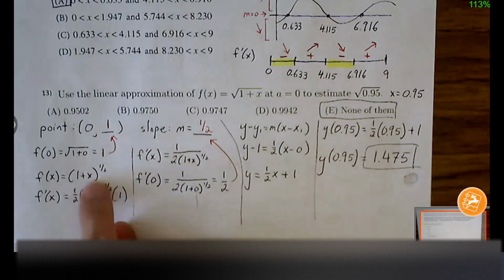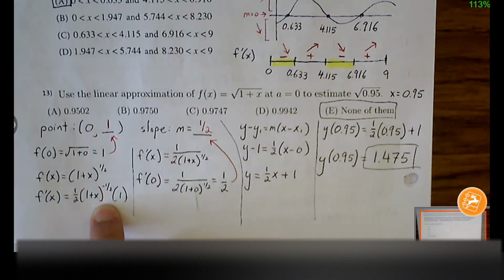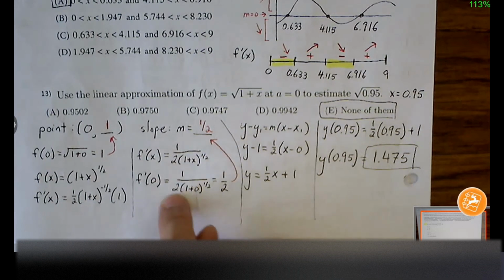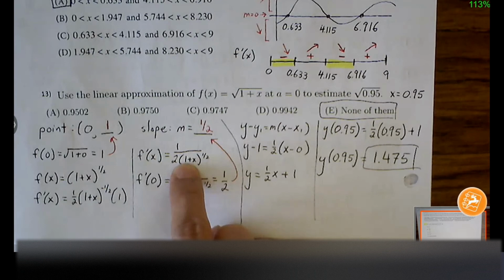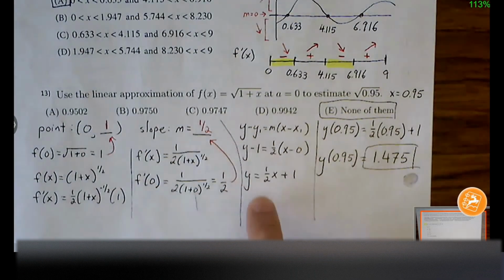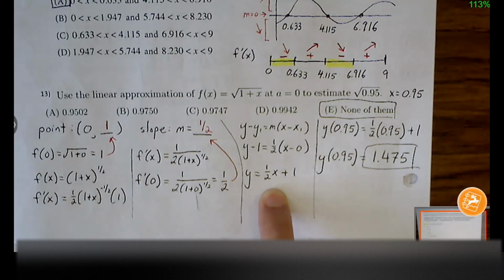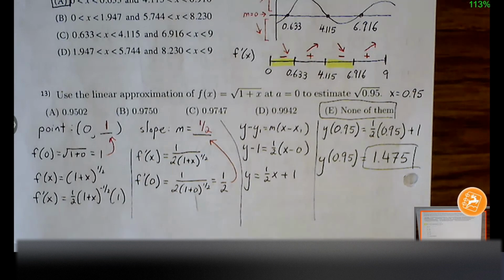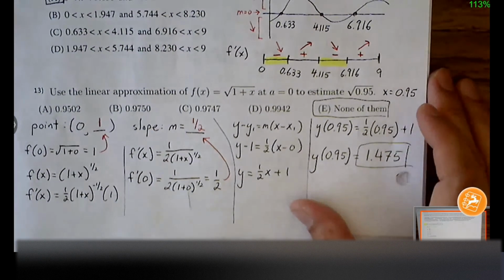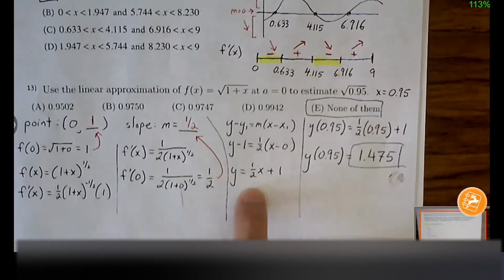But we have our ordered pair. We have our slope from f prime. And so here's our tangent line equation, ordered pair 0, 1, slope of 1 half. I get y is equal to 1 half x plus 1. Okay, so I realize, okay, this is the strangeness of the problem. Any questions up to this point getting to that tangent line equation?